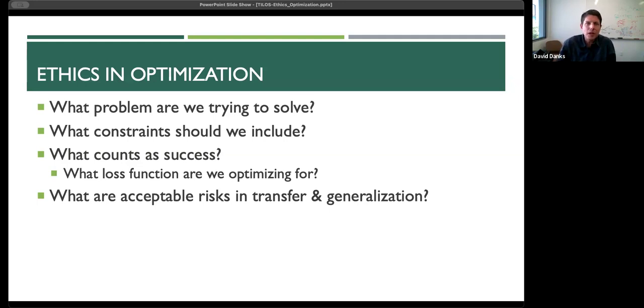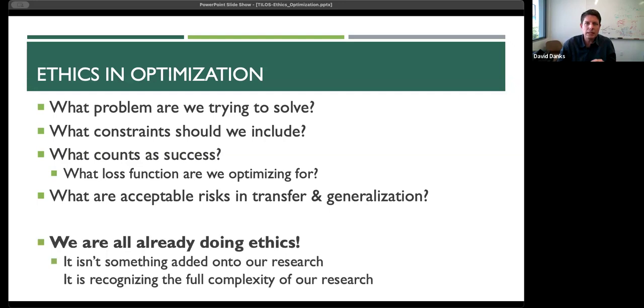Hopefully people have some, because I find that that's often the more interesting part of these kinds of presentations. But I want to leave with one really key take-home message, which is we are all, and I'm including myself in this group, when we're doing research in optimization, research in AI, already doing ethics.